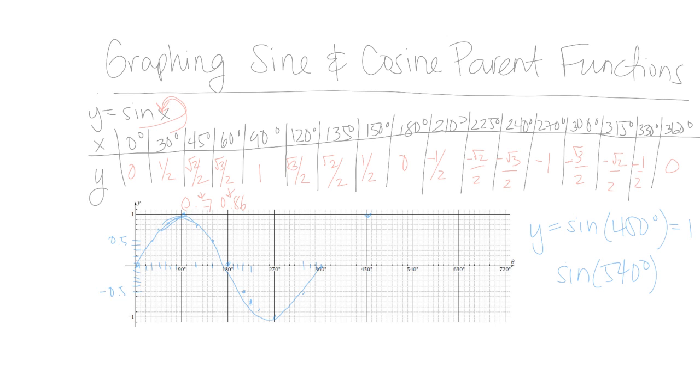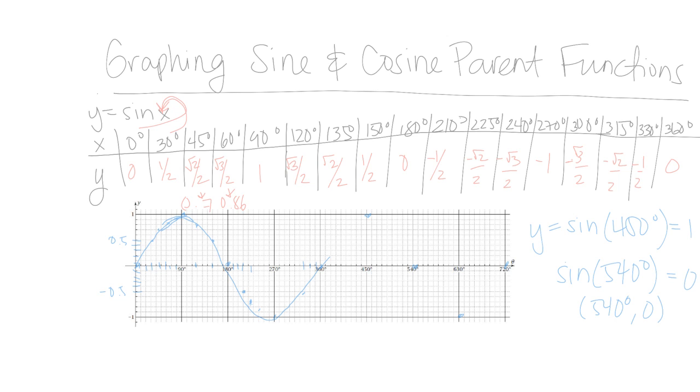So what is sine of 540 degrees? Well, that's coterminal with 180 degrees, so that's going to be 0. So then that gives me the point 540 degrees, comma 0, which is right here. Okay, now you could probably guess that at 630 degrees you're going to be at negative 1, and you are. Sine of 630 degrees is negative 1. And then at 720 you are back at 0.